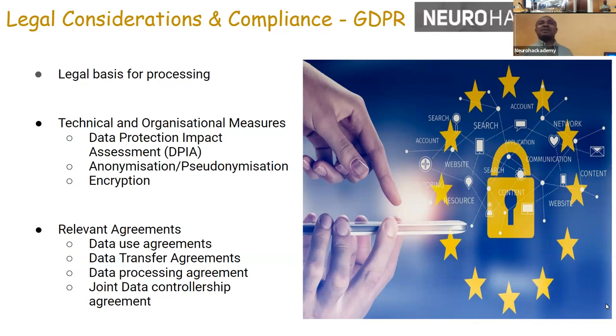The GDPR has this re-identifiability assessment based on time, based on cost, and based on technical availability of technology to do it. How much time will it take somebody to re-identify the patient? How much will it cost? If it costs like 10 million, 5 million, now who would do that just to re-identify one individual? Is there technology available to do that? If the answer to any of this is yes, then definitely you have not anonymized the data.